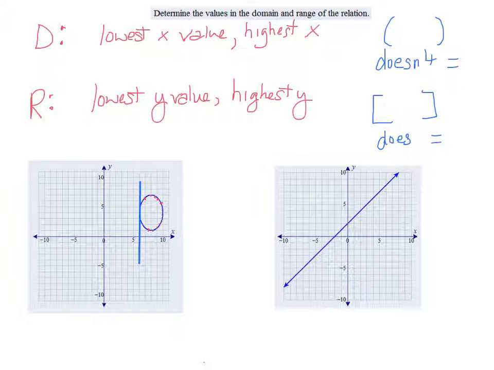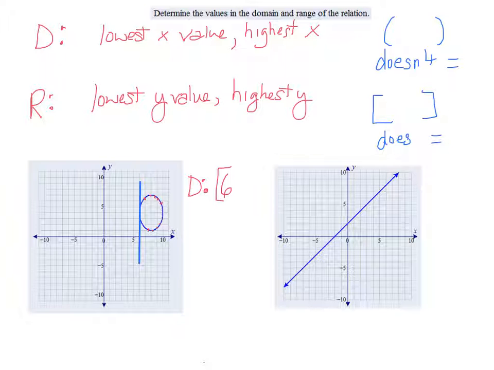So the domain, the lowest x value is a 6. Now, does your graph actually touch at 6? And the answer is, yeah, it does. So since it actually equals 6, we'd use a bracket on that.